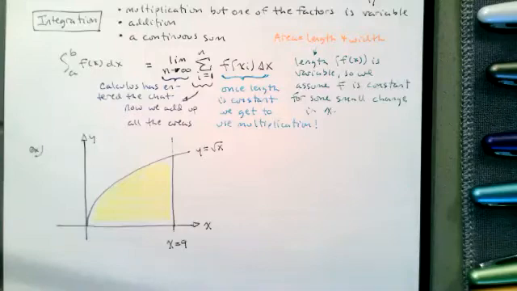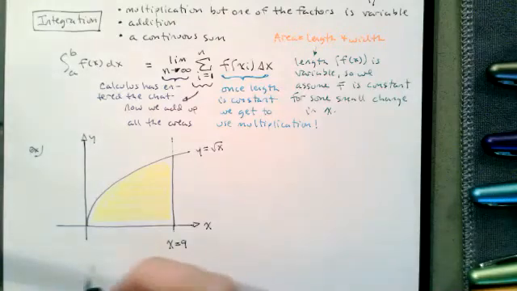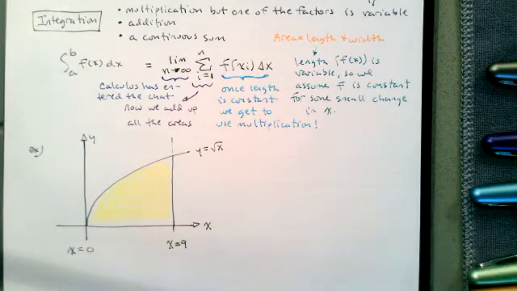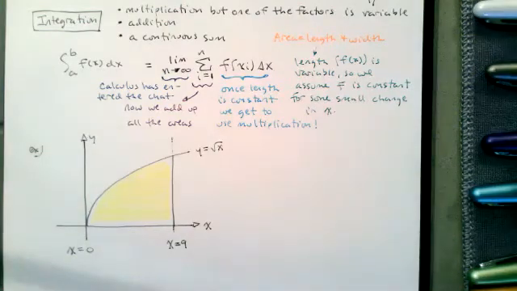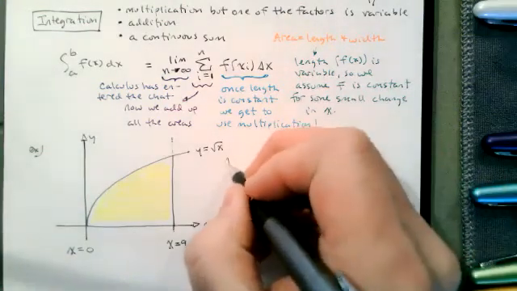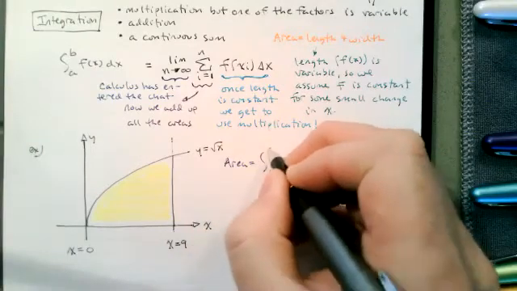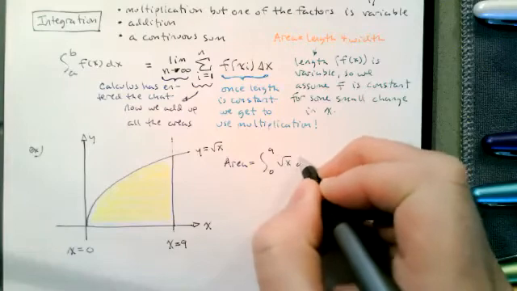So this is an old problem. We want to see how the old problem fits with our new thinking. We know that we can calculate this area by just integrating from 0 to 9 the function y equals square root of x. So the area will be the integral from 0 to 9 of the square root of x dx.